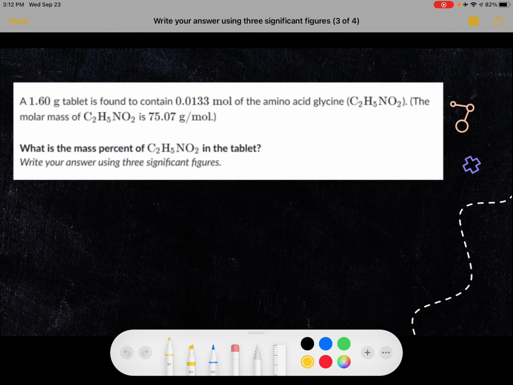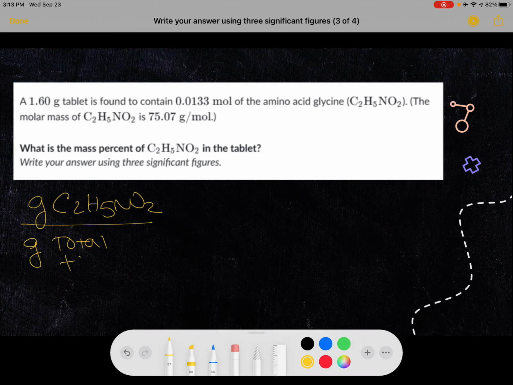All right, now here's our second problem. Now we're talking about the amino acid glycine. This is a very similar problem to the one that we just saw. A 1.60 gram tablet is found to contain 0.0133 moles of glycine. What's the mass percent of glycine in the tablet? Just like before, I'm going to need the grams of glycine divided by the grams total of the tablet times 100.